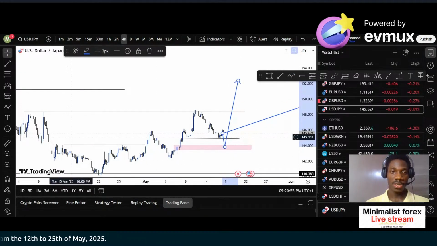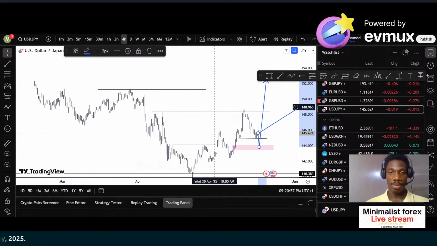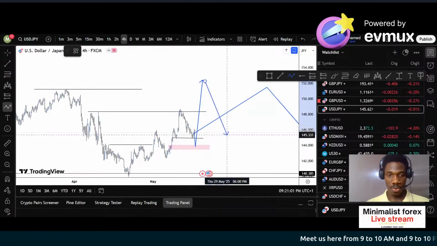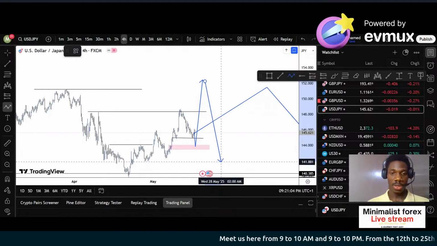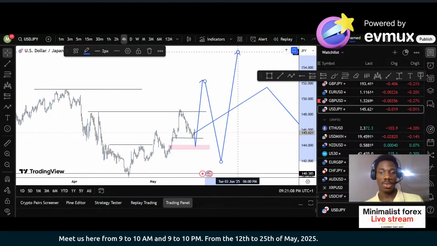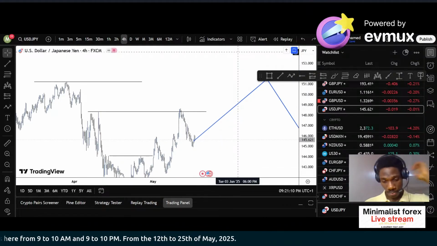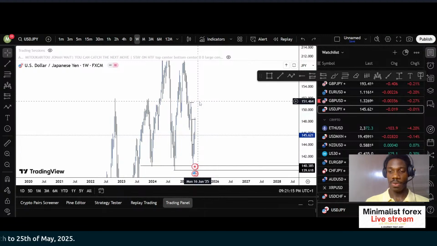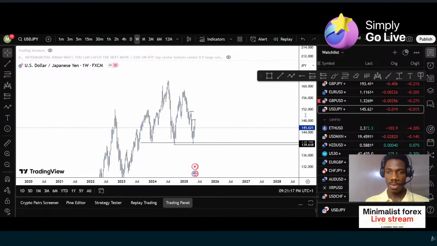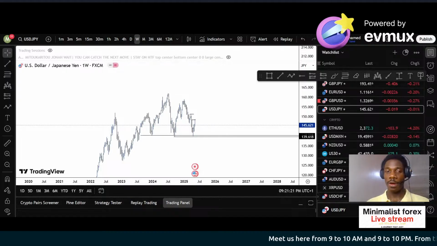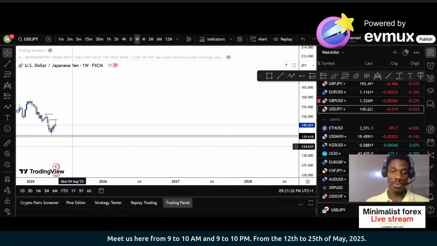And then when it does that, you now expect a pullback. Okay, you now expect a pullback into this area, maybe targeting this low because of liquidity and inducement and all of that before price eventually goes up. So this is what we're expecting for UJ, right?